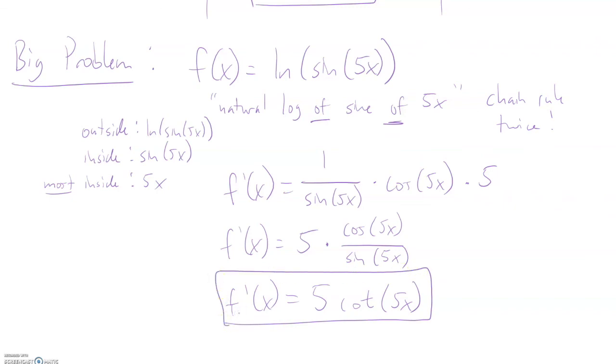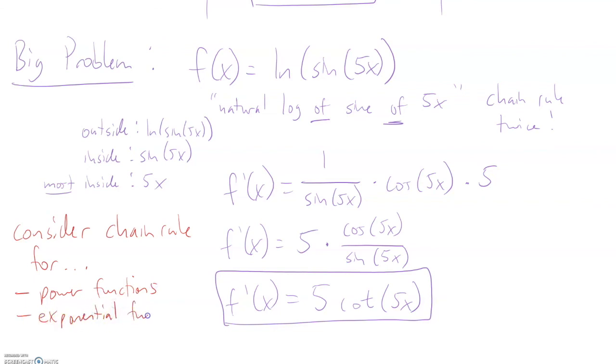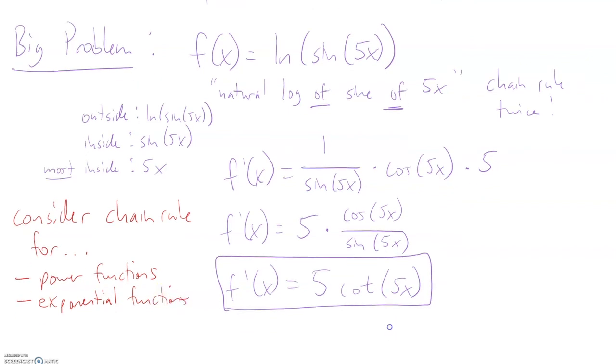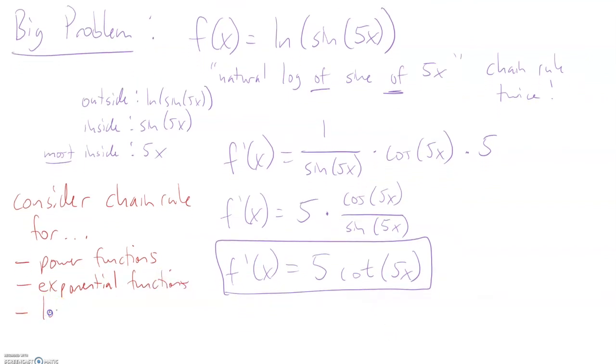And so as you look through all the examples that were done, what I want to leave you with is when you need to consider the chain rule. We need to consider chain rule for power functions. We saw that back in example 3. Exponential functions, that was back up in example 2. Other situations, we just saw in this big problem, logarithms. Those have inside functions. And also, which we've seen a couple times, trig functions.